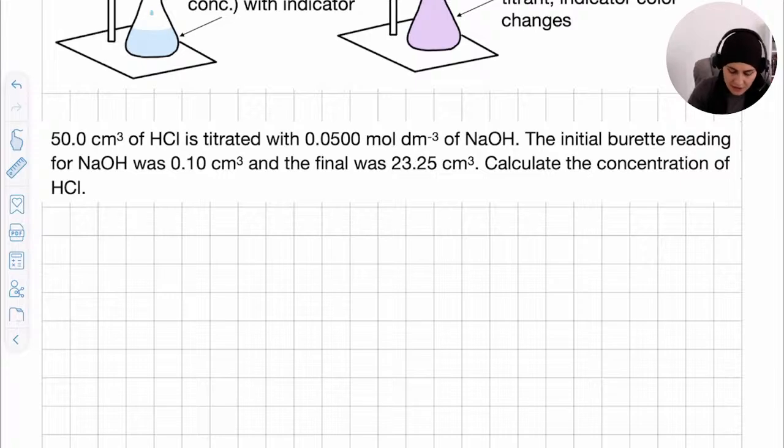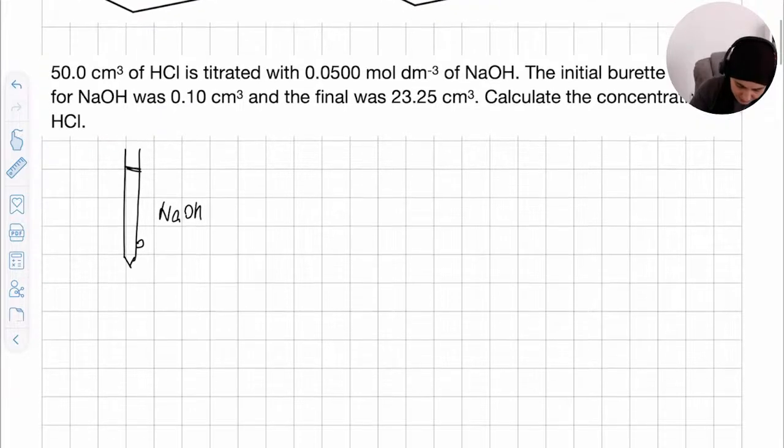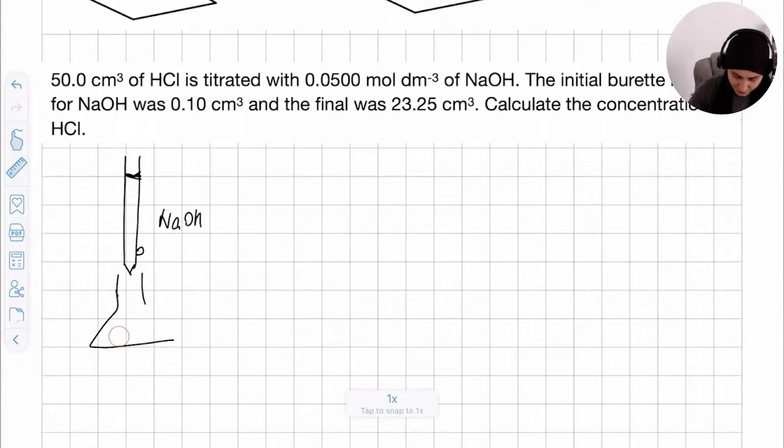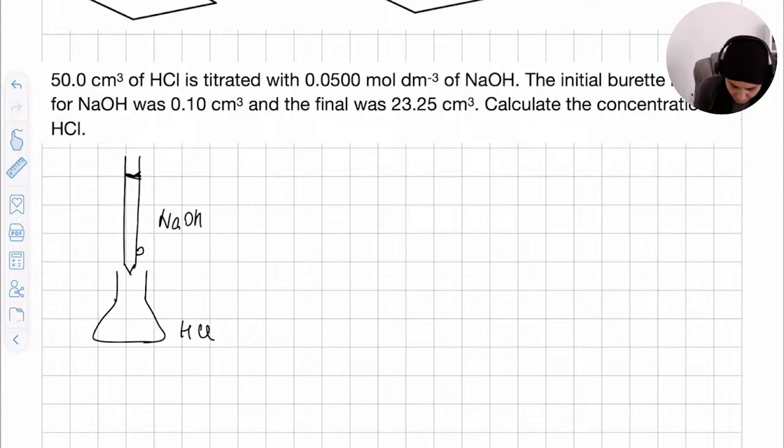So let's see what's happening. You have NaOH in the burette, so this is your NaOH. In the conical flask you have HCl. It doesn't have to be a conical flask, by the way, a beaker would work just fine. What do we know? We know everything about NaOH, so we know its concentration is 0.05. Now about the volume.